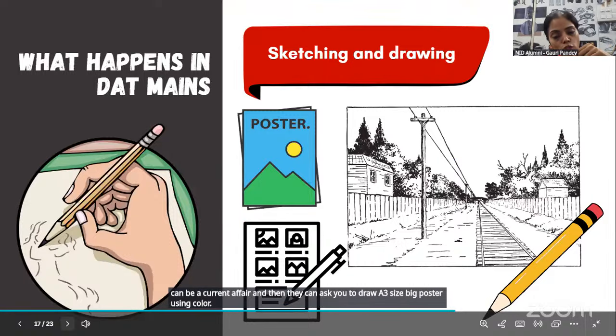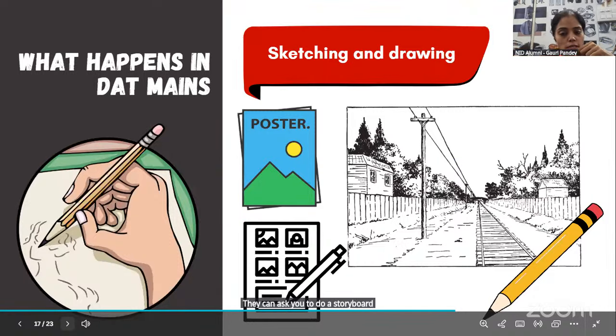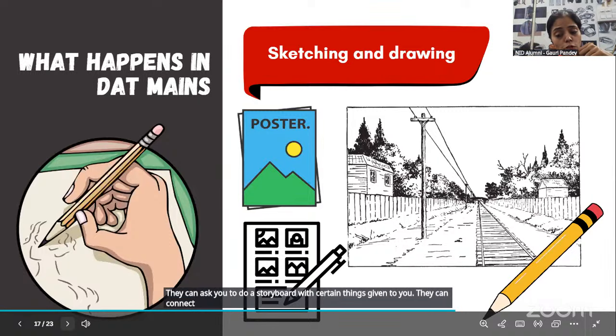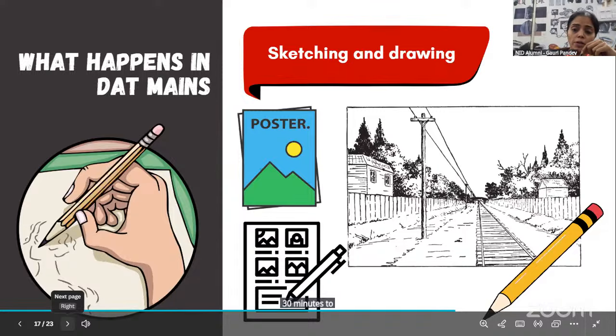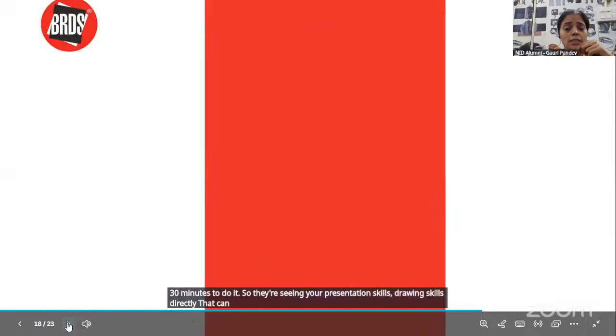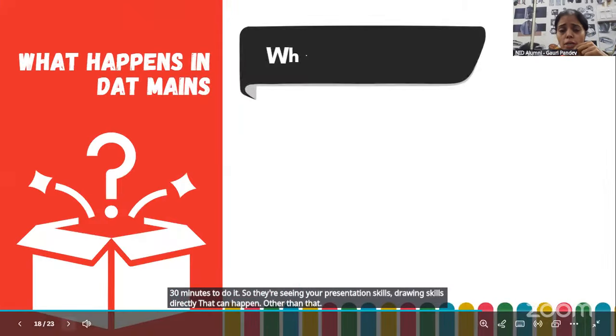They can ask you to do a storyboard with certain things given to you. They can ask you to do a perspective drawing, again on an A3 sheet, a bigger sheet. They can also add a variety of tasks. Basically, most of what you've done in round one can come in round two also. It's just a simple task with a little change of timing: there you get only 15 minutes to do a task, here you get probably 30 minutes. So they're seeing your presentation skills and drawing skills directly. That can happen. Other than that, a lot more can come in.